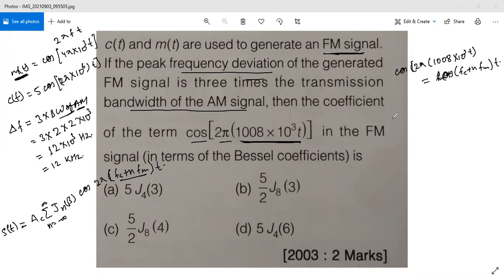So when we compare them, then what will we have? We have fc plus n fm is equal to 1008 into 10 to the power 3. So what is the value of fc? Can anybody tell me what is the value of fc? So 10 to the power 6. Yes, so from the equation of ct we can find out fc. So the value of fc is 10 to the power 6 Hertz, this is in kilohertz.